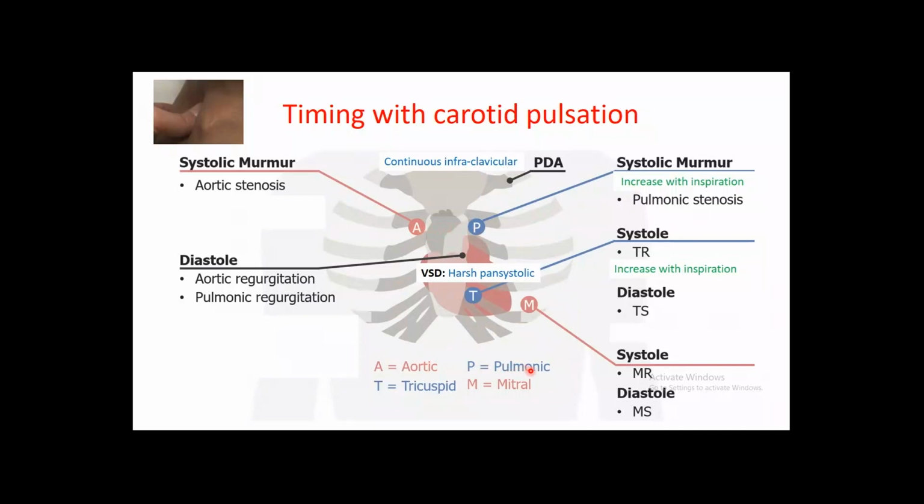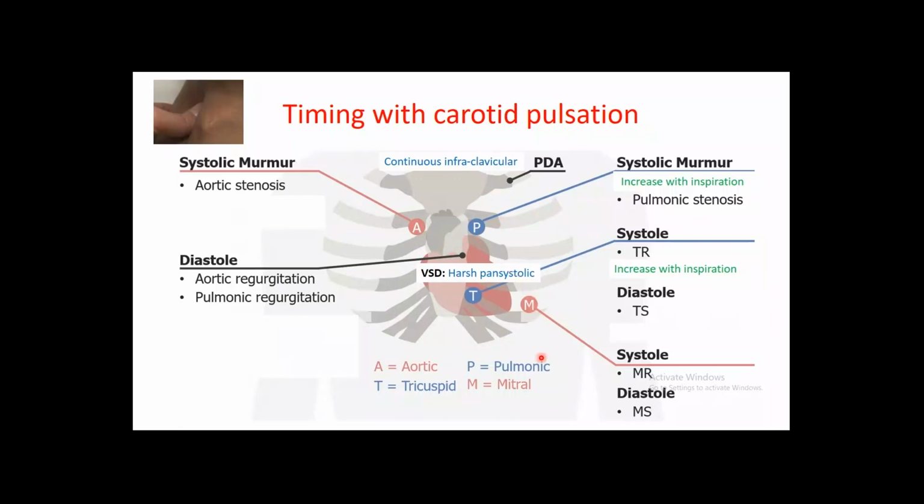Then, if we hear a murmur with diastole, or as we said, while palpating the carotid pulsation, not hitting our finger, in diastole we hear a murmur, it is a diastolic one. A diastolic murmur over a mitral or tricuspid valve is caused by stenosis. A diastolic murmur over pulmonary or aortic valve is caused by regurgitation.